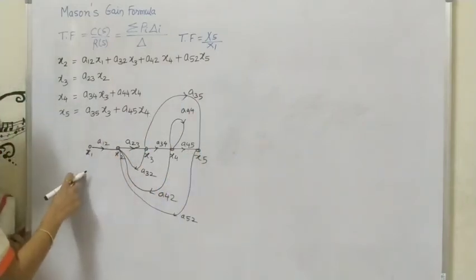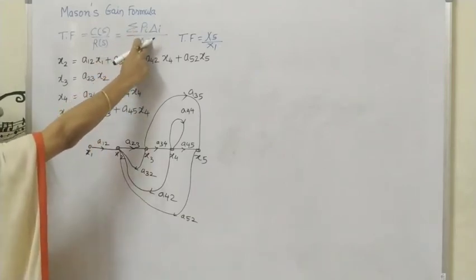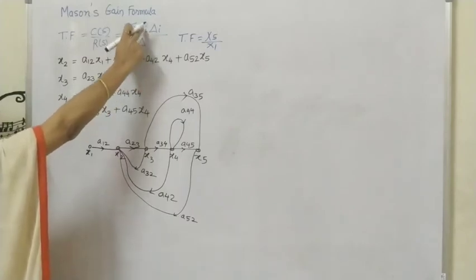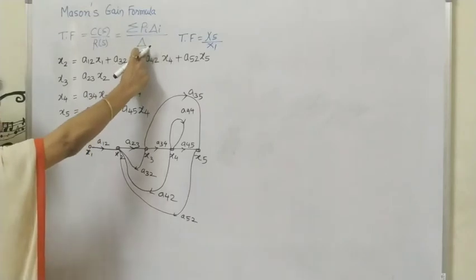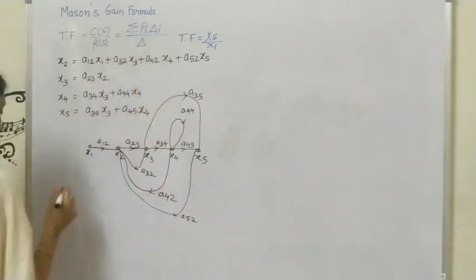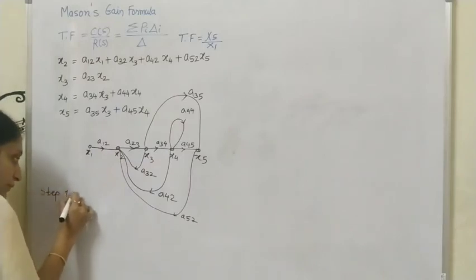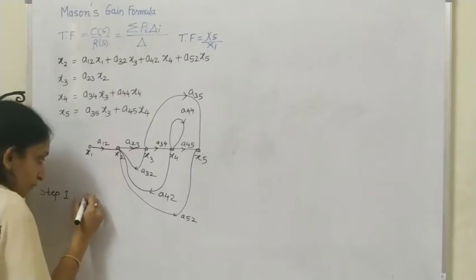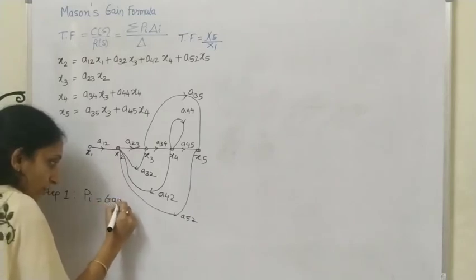So now you will use Mason's gain formula. For Mason's gain formula, there are a number of steps. Here it is given as summation of Pi delta i upon delta. So we will start with the steps here. Step number 1: you have to calculate Pi. What is Pi? Pi is the gain of the forward path.